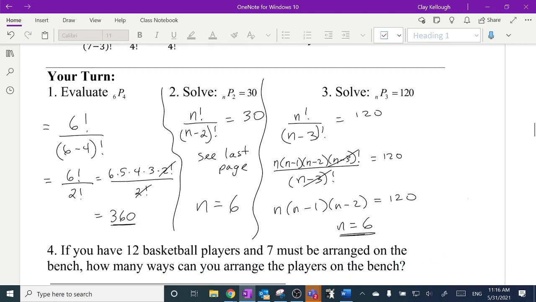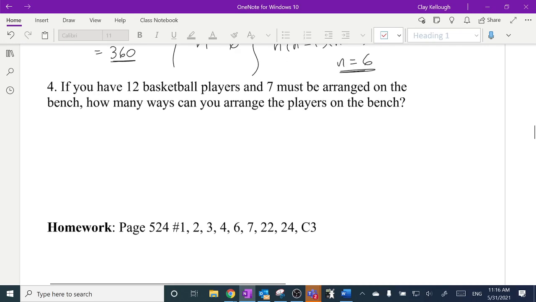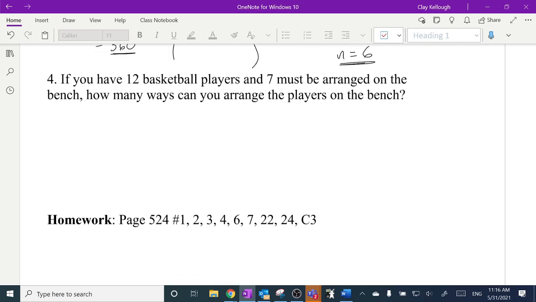All right, let's do a word problem. I have 12 basketball players. 7 must be arranged on the bench. The other 5 can just go home. How many ways can you arrange the players on the bench? So that's 12 permutation 7, which is 12 factorial over 12 minus 7 factorial, which is 12 factorial over 5 factorial, which I'm going to need a calculator for. So I will punch on my calculator.